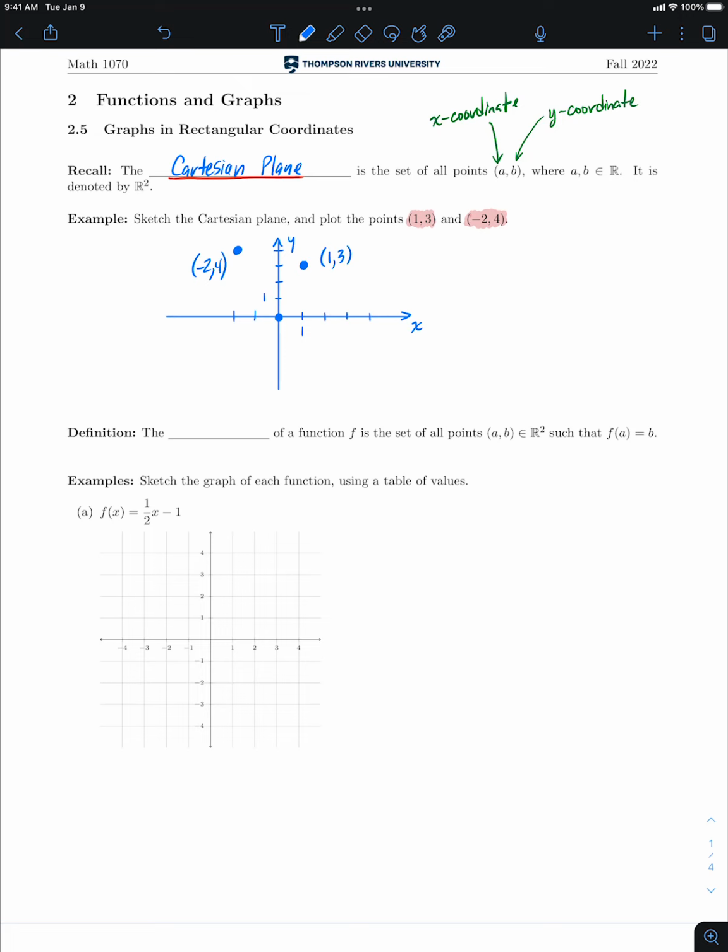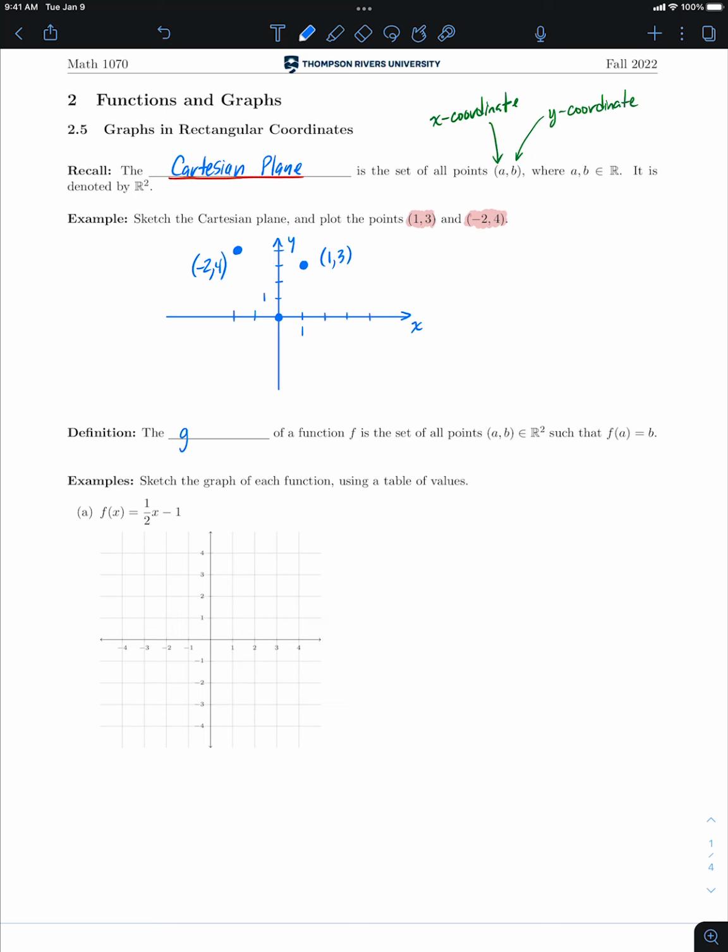Quite often, though, what we usually want to do is look at a function and graph a whole bunch of points. I should say, you want to sketch a whole bunch of points that satisfy a certain property. And that is, well, you'll see in the next definition.